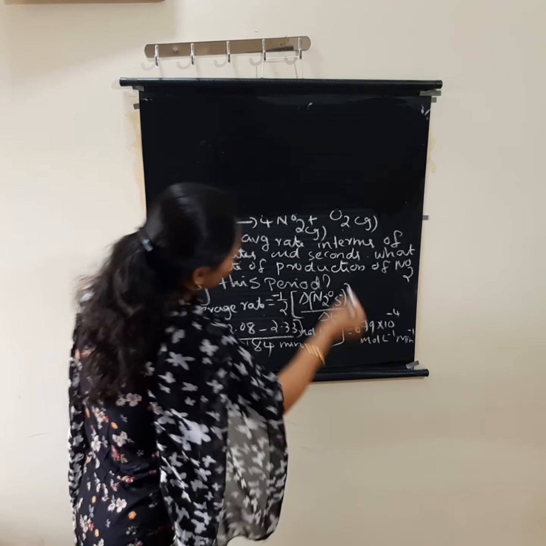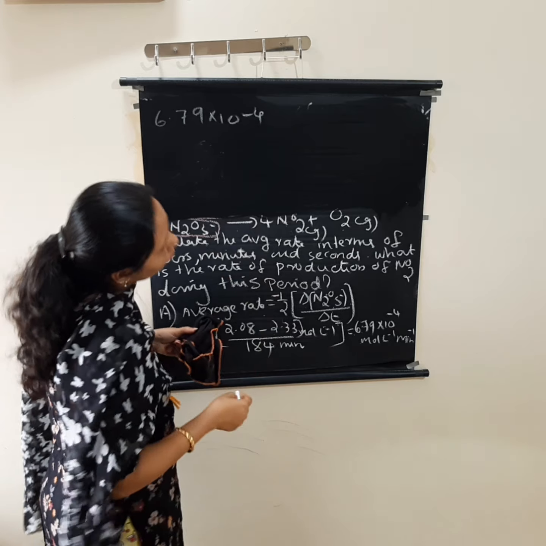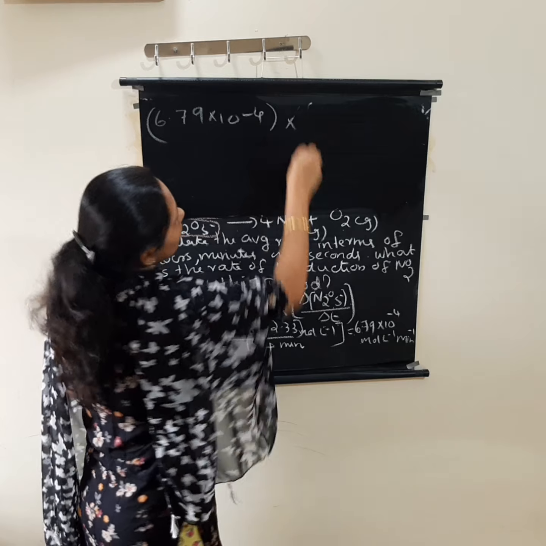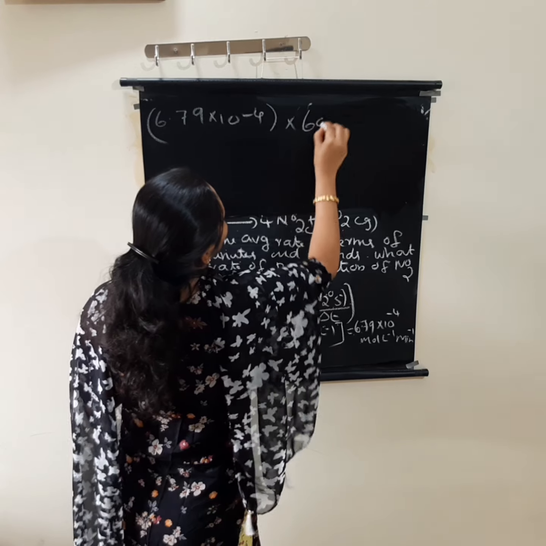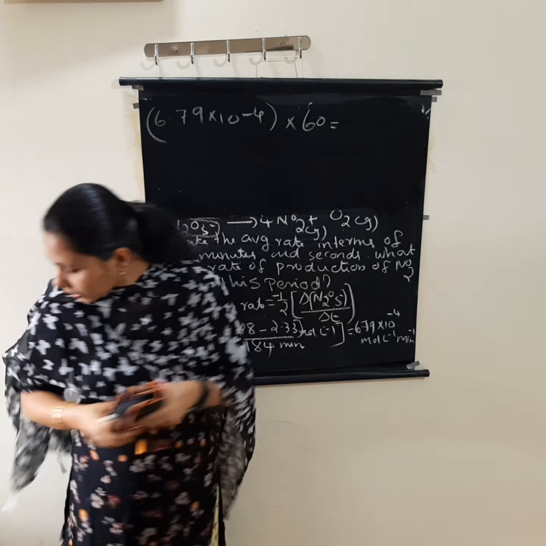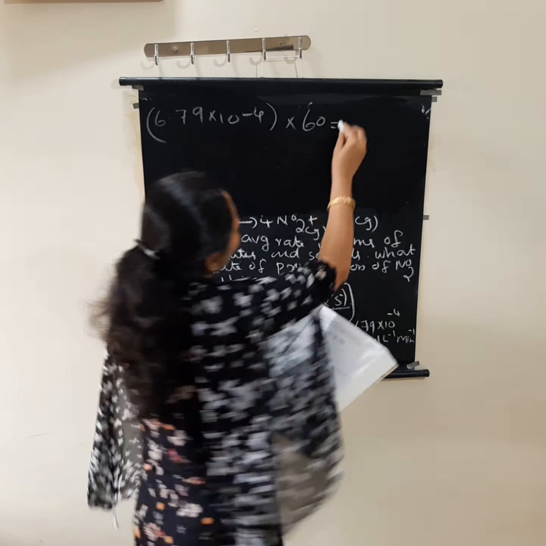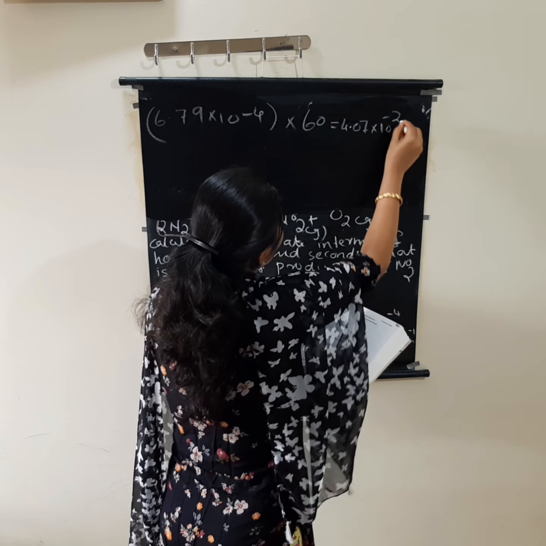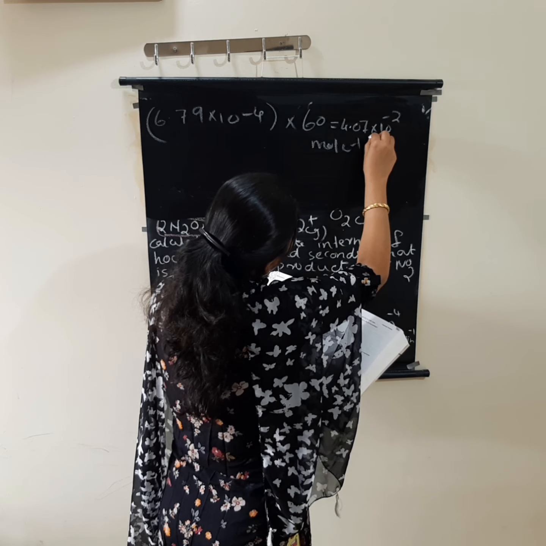We know in minutes what the value is: 6.79 into 10 raised to minus 4, in minutes, right? So we have to multiply this. 1 hour, how many minutes are there? 60 minutes. Multiply with 60, and we get the answer, which is 4.07 into 10 raised to minus 2 moles per liter per hour.